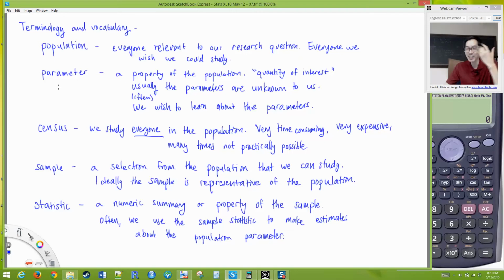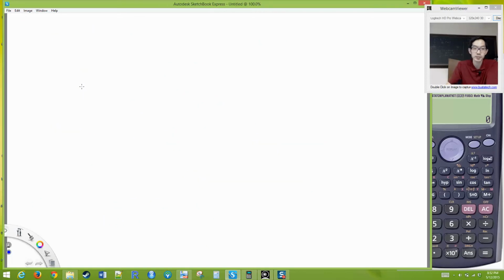So I said we study statistics because we want to make conclusions from limited data. Meaning that we can't take a census. It's too expensive to take a census, but we still want to know something about the parameter. So we take a sample, which is limited data. Based on our sample, we can make conclusions about the population. So again, we have statistical inference.